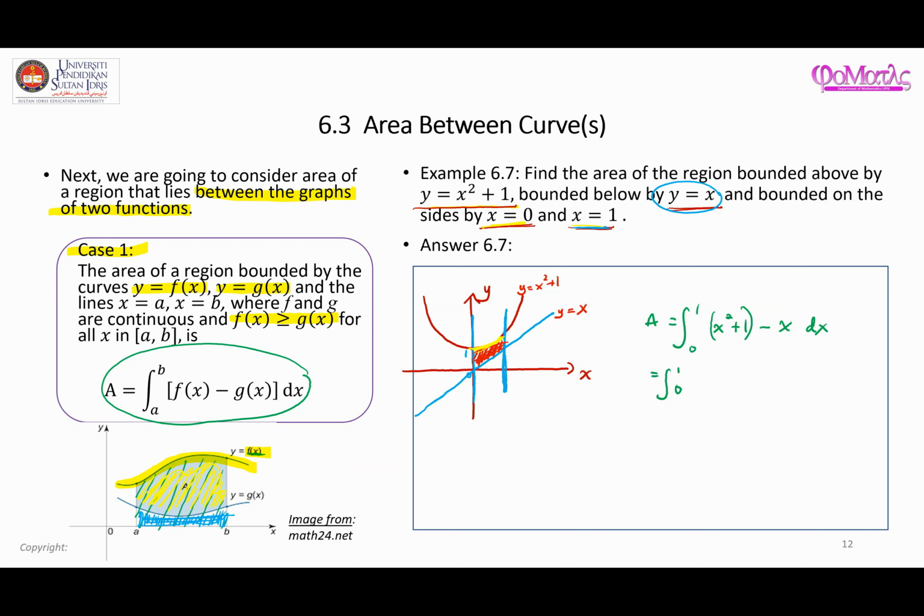Next, we have the integral of x squared plus 1 minus x dx, and the antiderivative is x cubed over 3 plus x minus x squared over 2, evaluated at 1 and 0. This becomes 1 over 3 plus 1 minus 1 over 2 minus 0. Finding the common denominator 6: 2 plus 6 minus 3, which is 8 minus 3, giving 5 over 6.